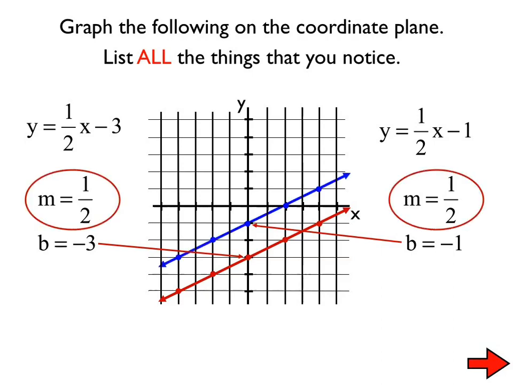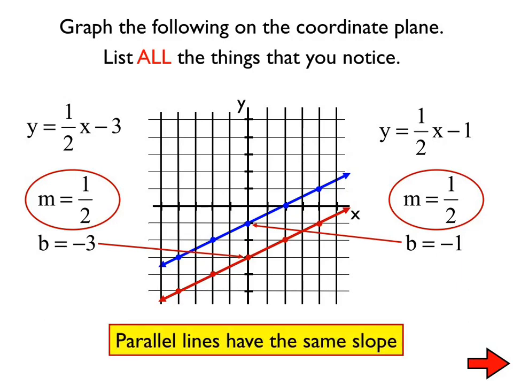And so as I finish it, we have parallel lines, and with regards to the equations, they have the same slope. They have different y-intercepts, but they have the same exact slope. So somewhere in your notes, if that is not written down, you need to write it down. Parallel lines have the same slope. Because one of our goals today is to write equations of lines that are parallel to each other.